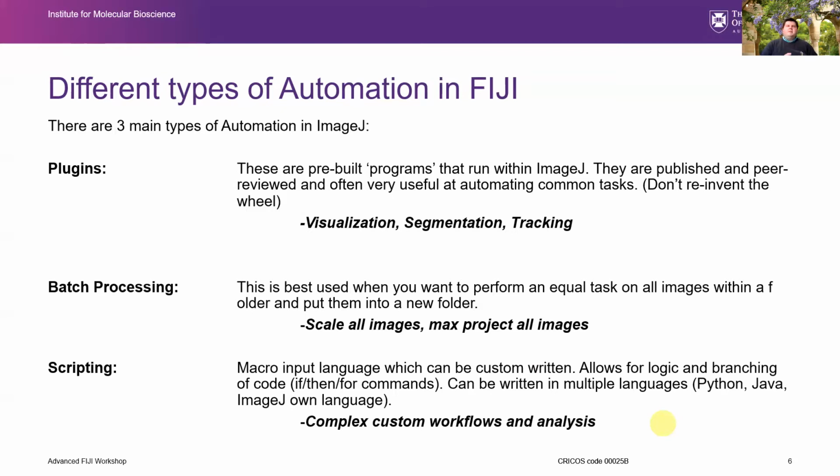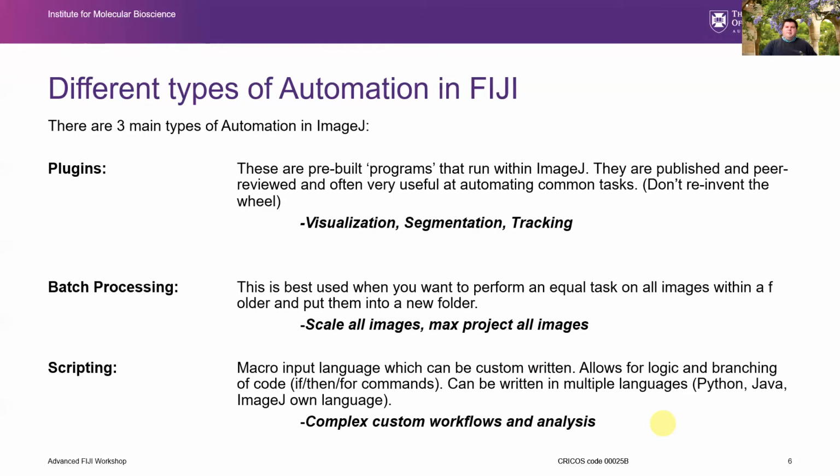Secondly, there's batch processing. This is best used when you want to perform an equal task on all images within a folder and put them into a new folder, for example. Maybe you want to scale all the images. Maybe you just want to perform a max projection on them.